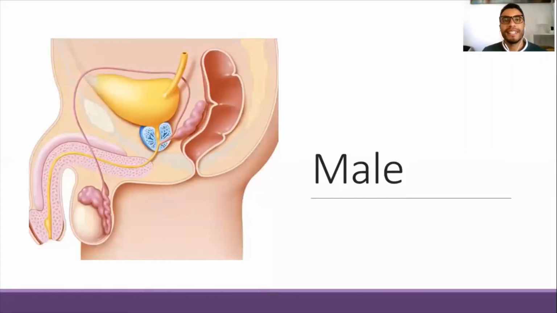Hi everybody. In this video lecture, we will learn about the male reproductive system. As I told you before in the video of the female reproductive system, the main function of this system is to perpetuate the human species.